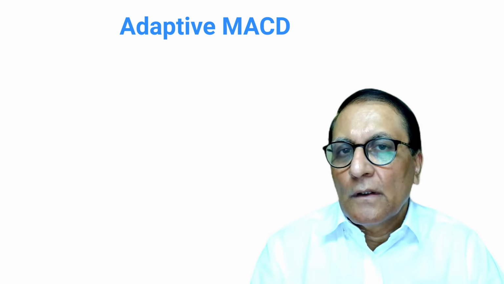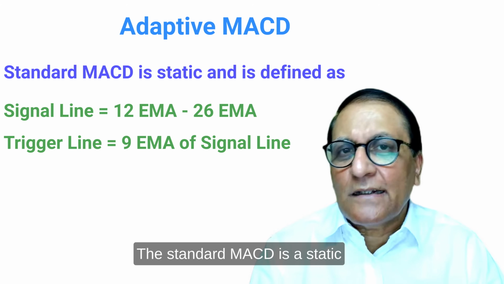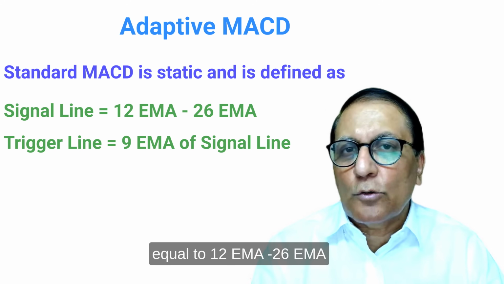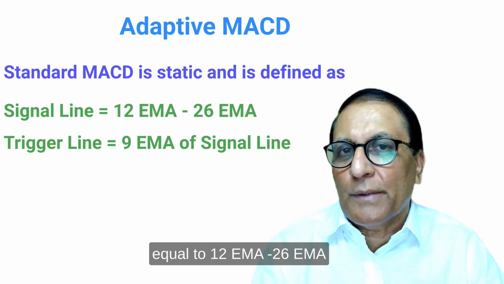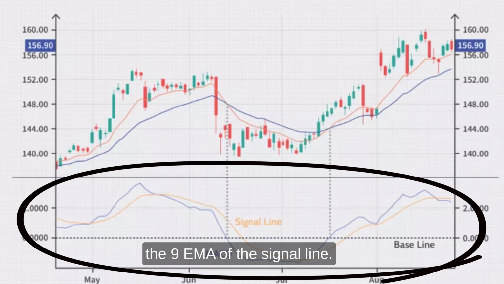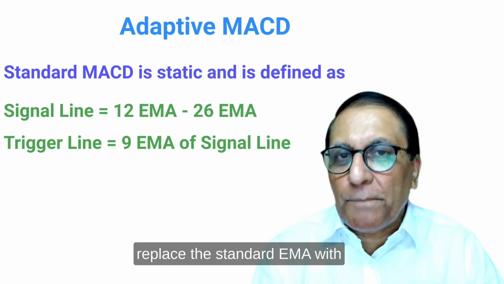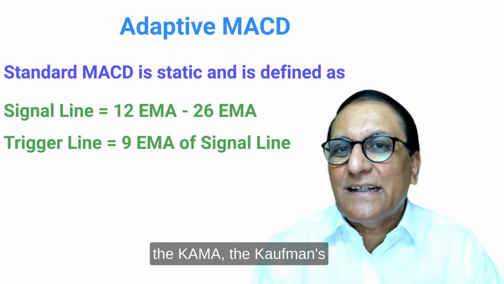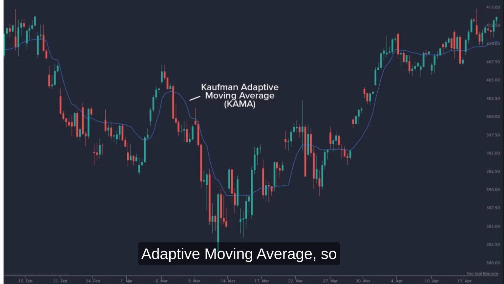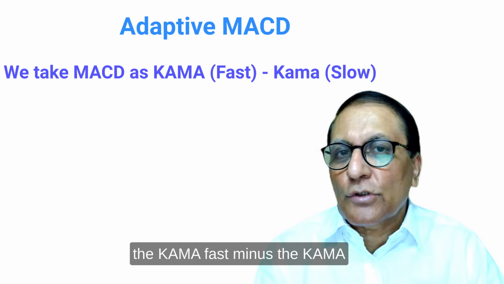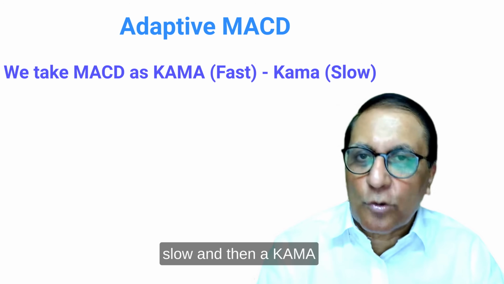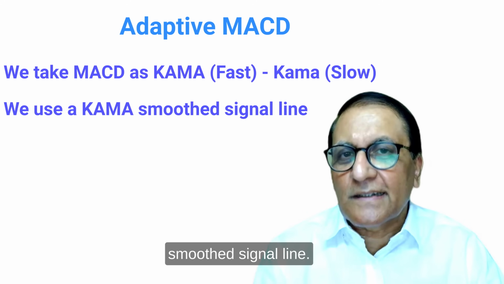So let's begin. The standard MACD is a static indicator with the MACD line equal to 12 EMA minus 26 EMA and the signal line equal to the 9 EMA of the MACD line. This was formulated by Gerald Appel. For the adaptive MACD, we will replace the standard EMA with the KAMA, the Kaufman's adaptive moving average, so that the fast and slow lines adapt to the changing volatility. We take MACD equal to the KAMA fast minus the KAMA slow, and then a KAMA smoothed signal line.